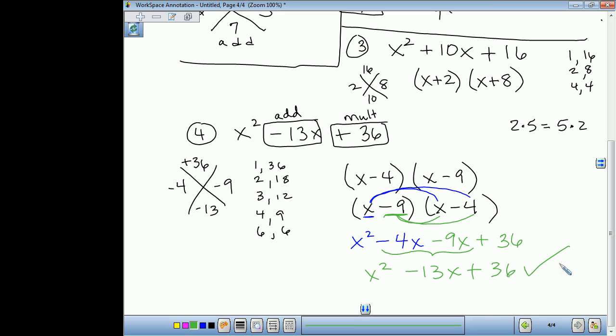Yes. So if you have time, if you're working on a test and you want to check your work, this is a great way to check your work, to multiply back through. Okay, now we're going to look at some that have different signs. So what do we do when our factors are different?